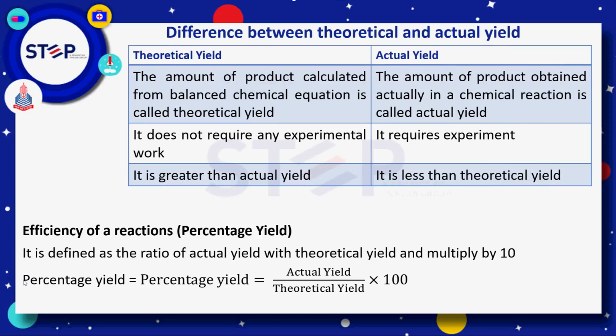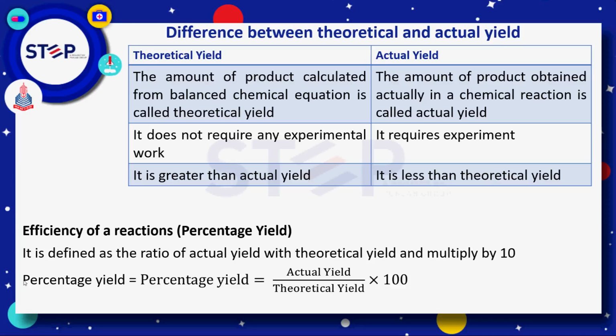theoretical yield. What is the difference between theoretical yield and actual yield? Theoretical yield you calculate from the balanced chemical equation, while actual yield we actually obtain from the chemical reaction. Theoretical yield does not require any experimental work, while actual yield requires experimental work. Theoretical yield is always greater than actual yield, and actual yield is always less than theoretical yield.